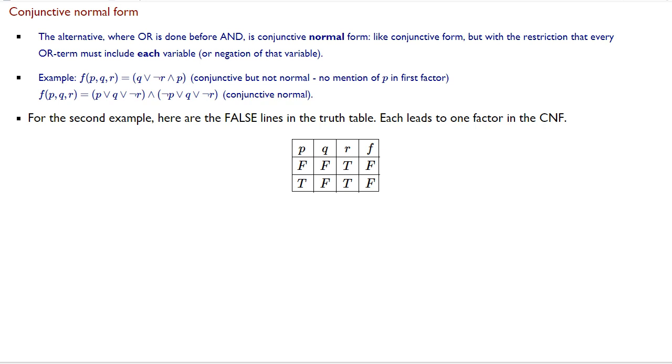And in this second example, there are going to be two false lines in the truth table. You can get false if P and Q are false and R is true, and that corresponds in a rather subtle way to this first term here. You can say if either P is true or Q is true or R is false, this line can't exist.